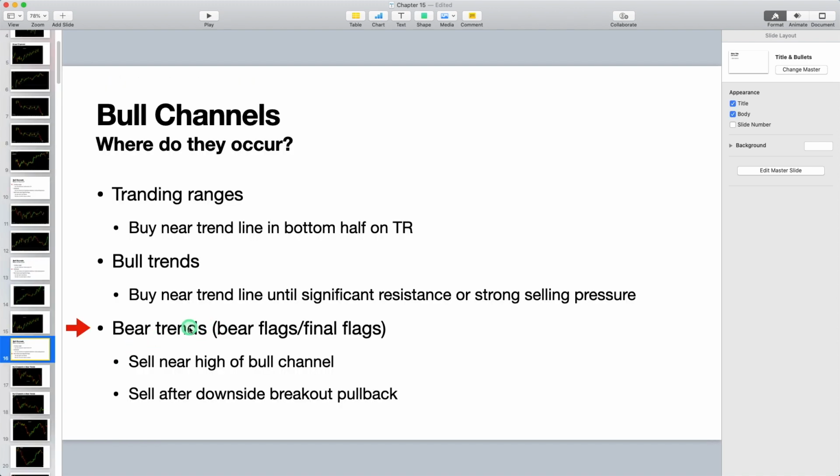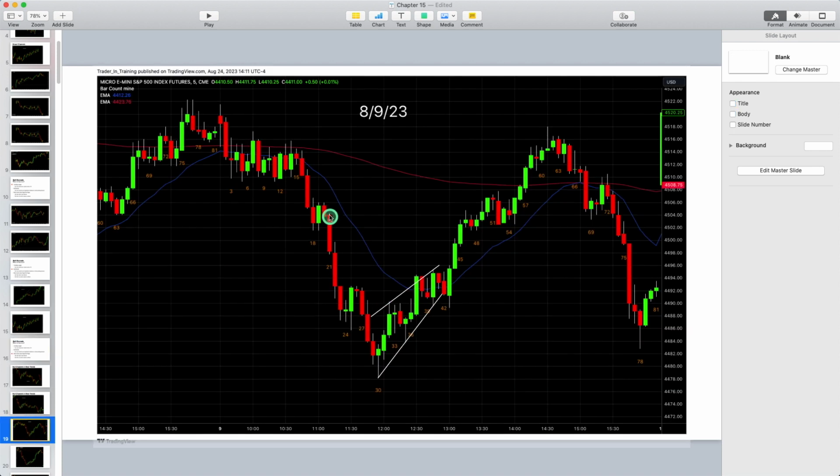Now I also mentioned that bull channels in bear trends can be final flags. And that means that the market is trying to set up a bear flag, but it fails and quickly reverses up. So this is an attempted bull channel bear flag, but it fails and accelerates up. And so this is a bull breakout of a bull channel, which tends to happen in climaxes and trading ranges, and we're going to get to that in a bit.